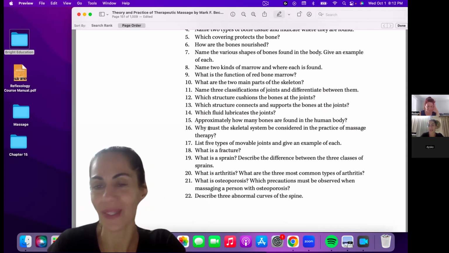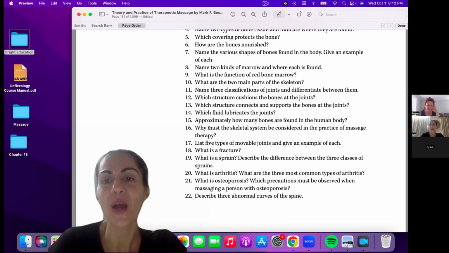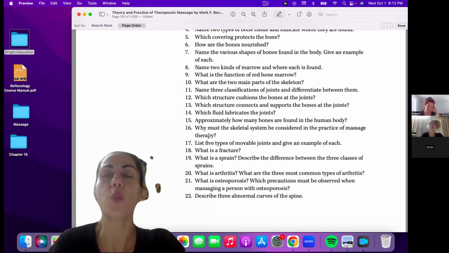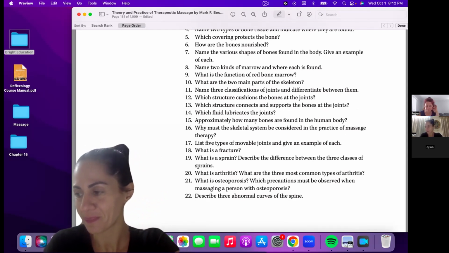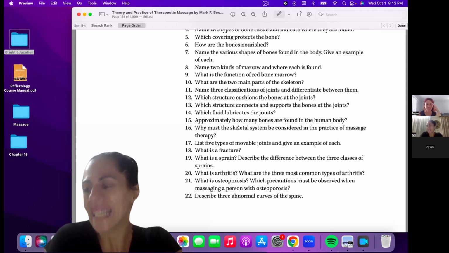Why should you identify the skeletal system? I know, that's a weird question. Why must the skeletal system be considered in the practice of massage therapy? In other words, why should you, as a massage therapist, have knowledge about, yes, for attachment, exactly, for attachment, identifying fascia? I don't know, the joints and stuff. Knowing where the joints are.